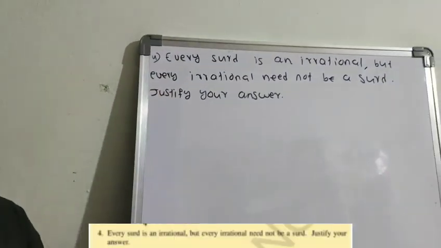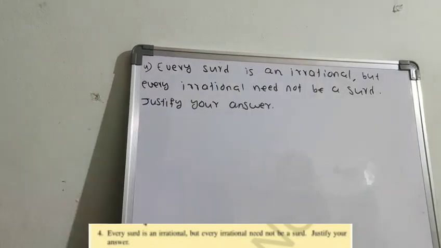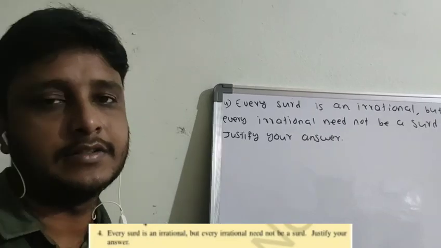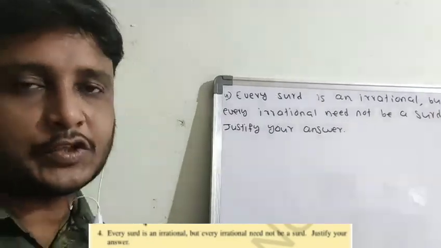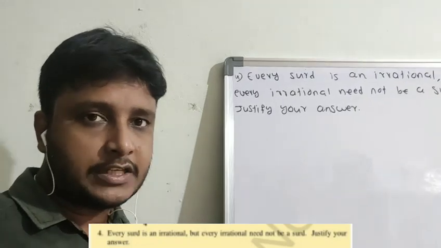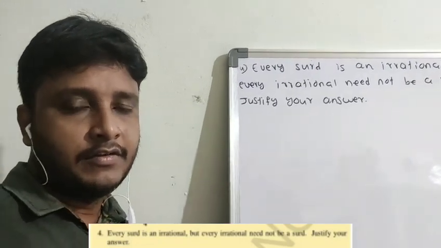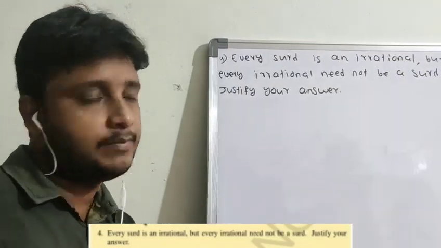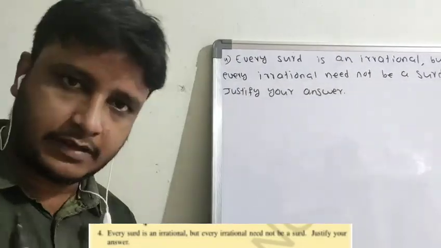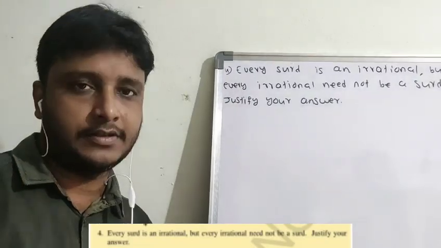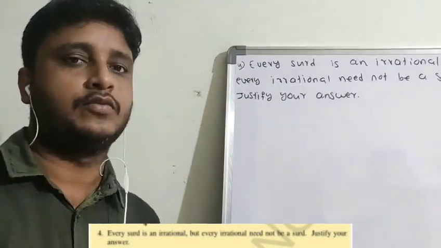Students, coming to the next question: every surd is an irrational, but every irrational need not be a surd. Justify your answer. Yes, this is true. This is called a reasoning and proof type of question. That means we have to explain the answer. We have to write some statements to support the given statement. So every surd is an irrational, yes, there is no doubt in that. But every irrational need not be a surd. Yes, that is also true.